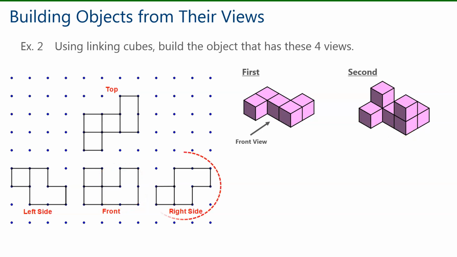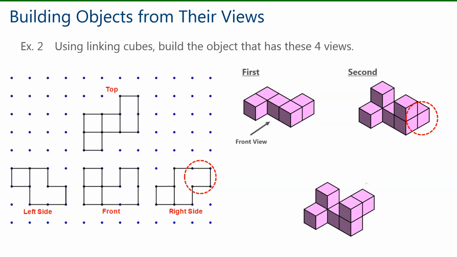Next, we'll look at the right side view. With the right side view, we notice that we have a block right here, sort of like an overhang. But if we look at our object, we don't have an overhang, the block is on the ground. So what we would need to do is to move that block, shift it up so that it looks like an overhang. So we're going to shift it up to here. So now the object matches the right side view.